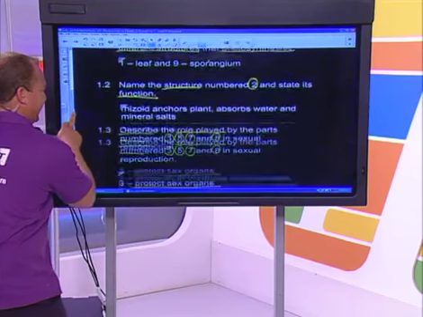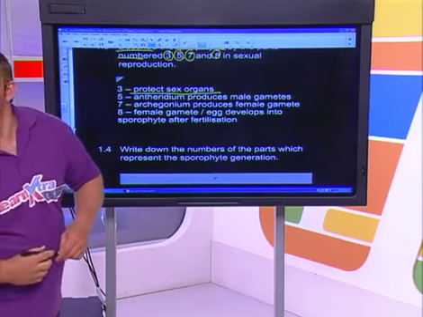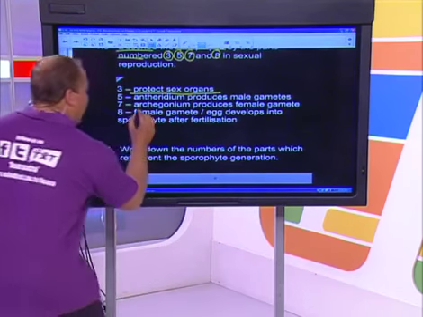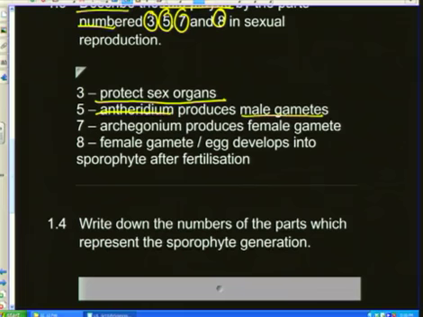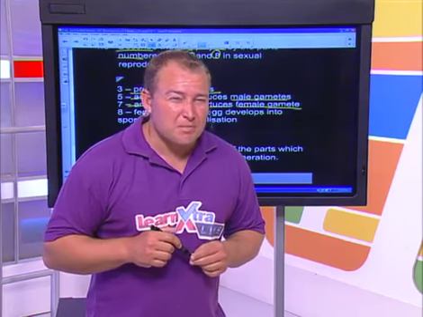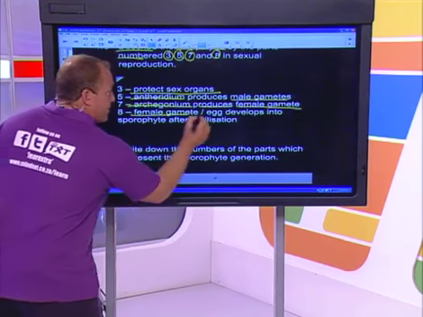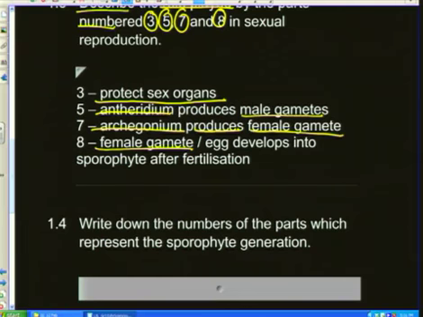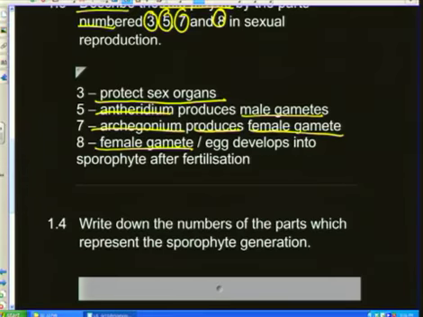Number 3 protects the sexual organs, or the male gametes. Number 5 is the andrecium, which produces the male gametes. Remember I said that. Then the next one, number 7, is the Archegonium, which produces the female gametes. The gynecium, we can also say that, but mostly it's an Archegonium. Female gametes, which develop into eggs, and after fertilization develop into the Sporophyte generation.